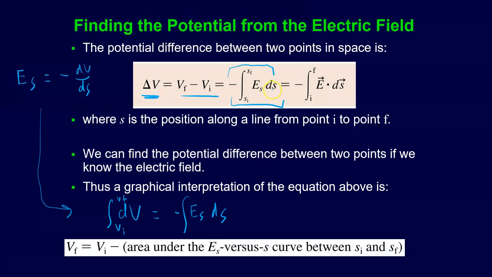And then you can see that if you're looking here at Es ds, the generalization of this would be E dot ds. And so we can always find the potential difference between 2 points if we know what the electric field is. Also, a graphical interpretation of this is that V final equals V initial minus the area under the Es versus s curve between the 2 points in question.